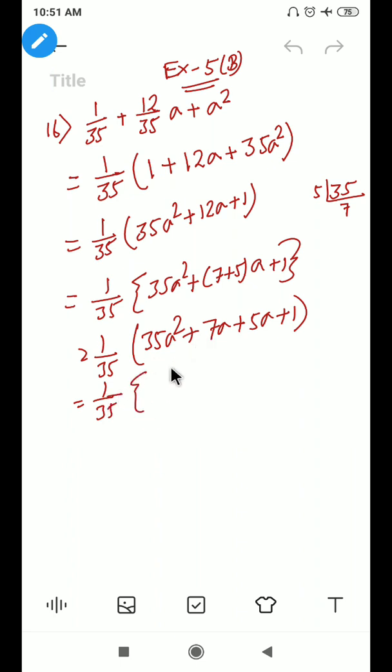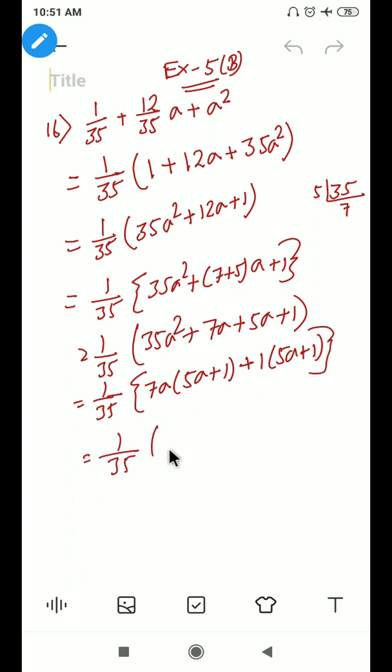From the first two terms, you can take common 7a. So you will get here 5a plus 1. And from these two, you can take common 1. So here is left 5a plus 1. And here, 5a plus 1 is present here and here also. So you can take common 5a plus 1. So here is 7a left and here is 1 left. So our factorization process is completed.